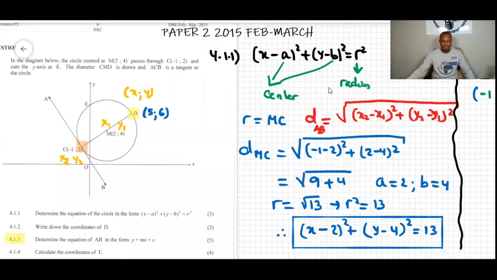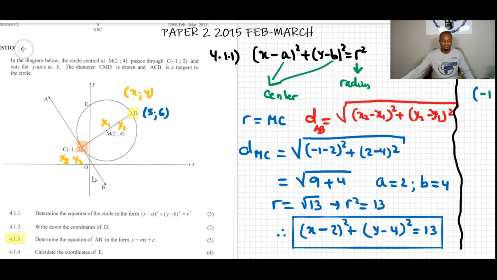Well, we have a question here. The question says, the diagram below, the circle centered at M, which is (2, 4). M is the center of the circle, and it passes through the point C, which is (-1, 2), and cuts the y-axis at E over here. The diameter CMD is drawn, and ACB is tangent to the circle.